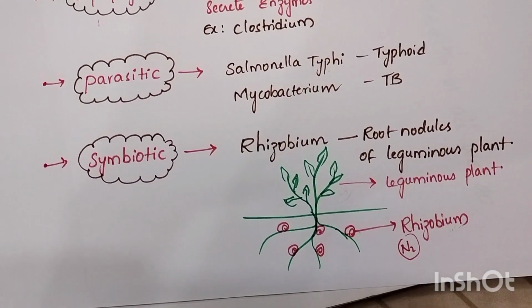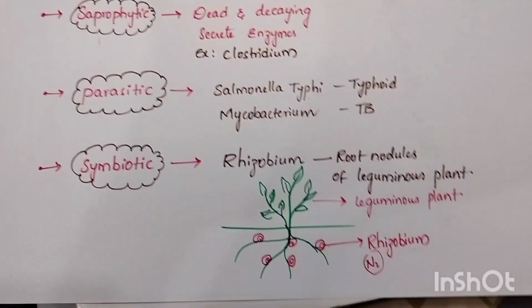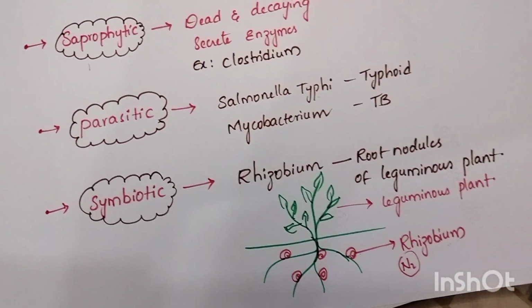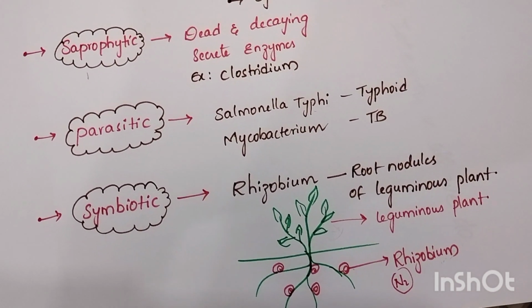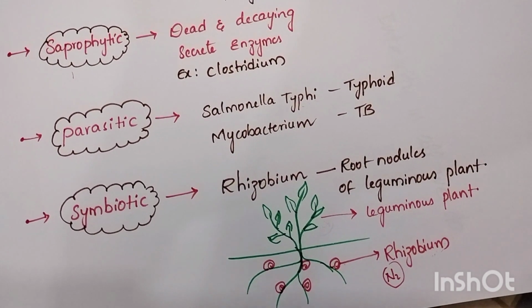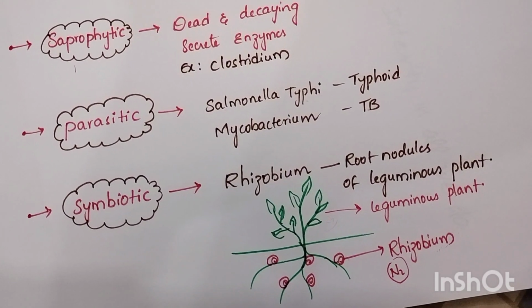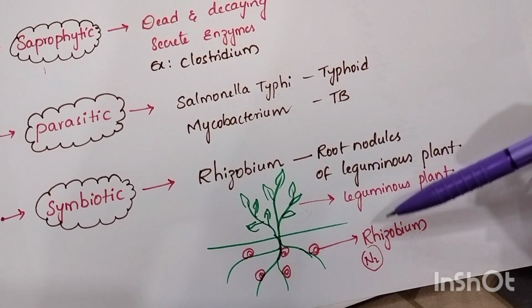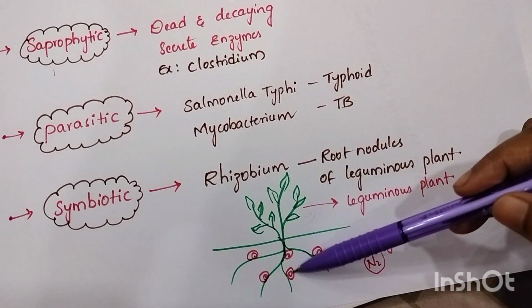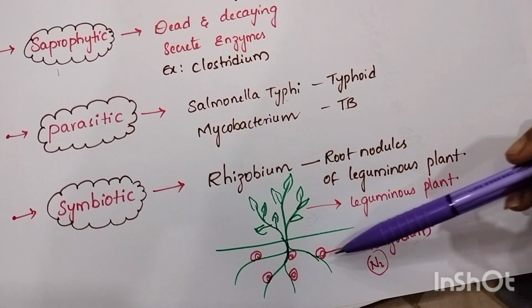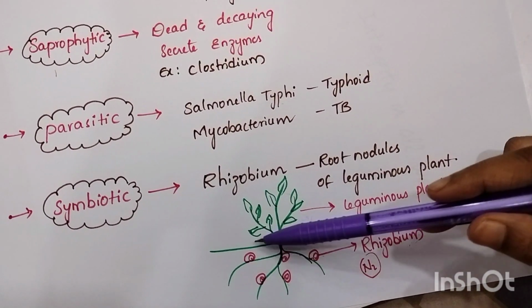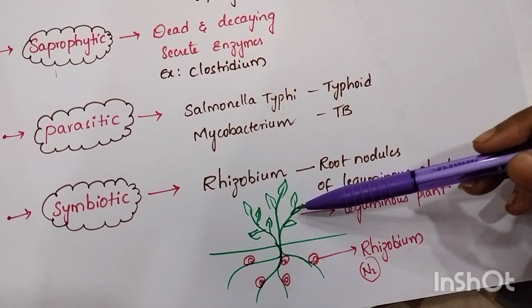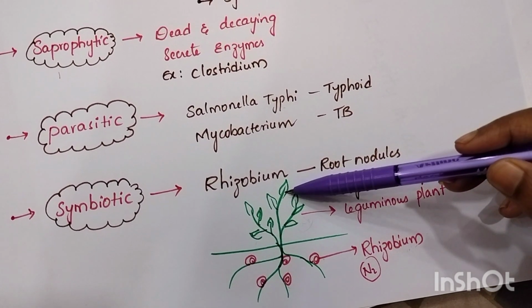Then coming to the symbiotic nutrition. What is symbiotism? Symbiotism means two organisms living together and helping each other. Like if you see here, there is a plant. This plant is called a leguminous plant, and there is a bacteria called Rhizobium. Here this plant actually needs nitrogen, but it couldn't fix the nitrogen on its own.